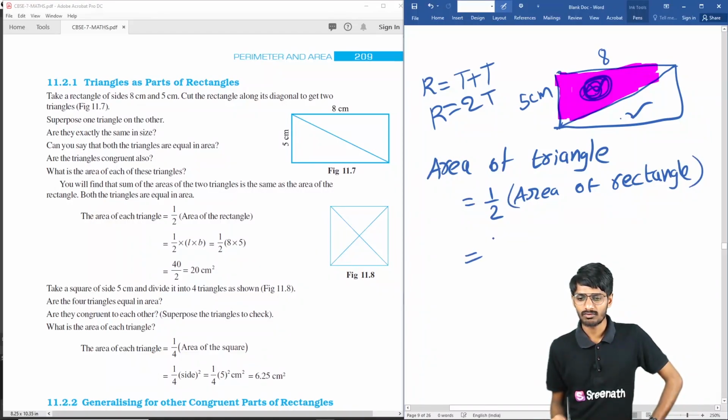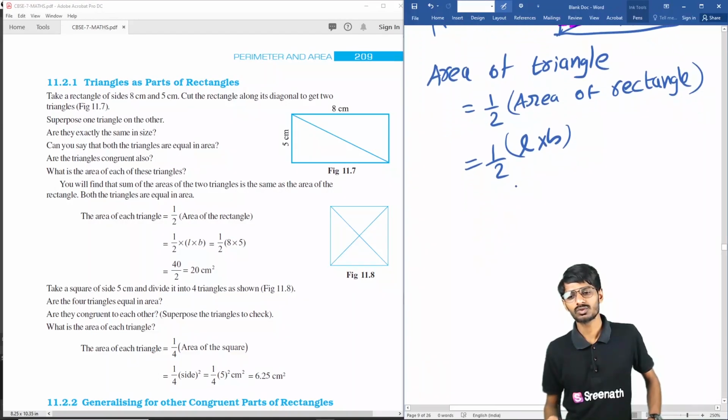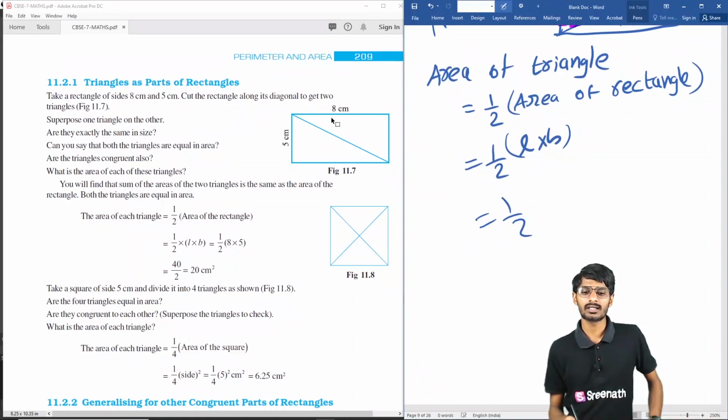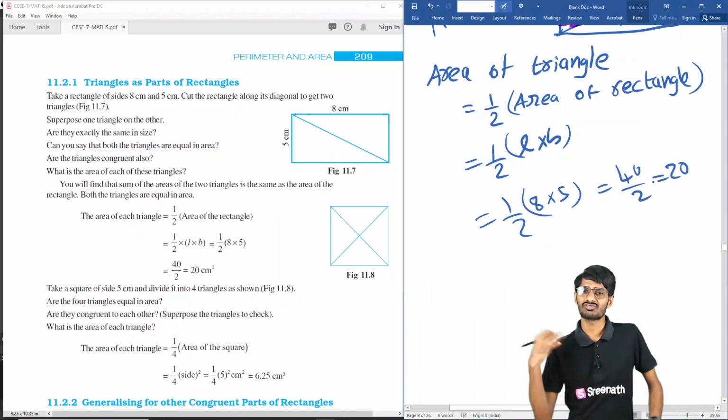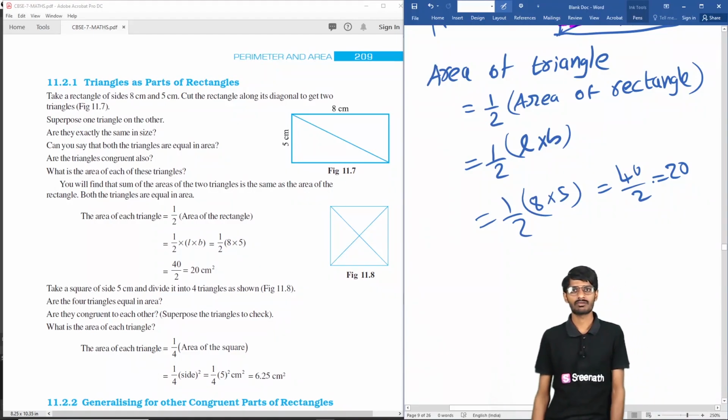Coming to this point, 1 by 2 into the area of the rectangle, which is nothing but length into breadth. So area of triangle is 1 by 2 into length into breadth. Here the values are 8 and 5. So 8 into 5 is 40, by 2. It is 20 centimeter square. Like that we can find the area of the triangle.